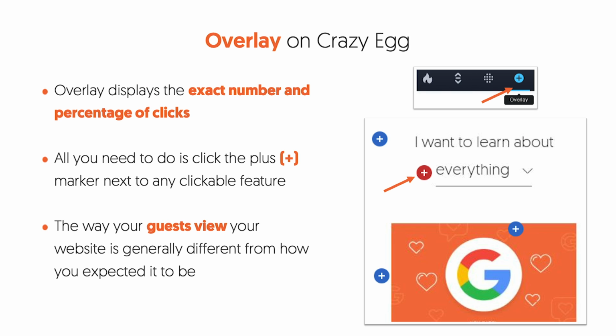The overlay on Crazy Egg, the cool part about that, and you just click on the little overlay button in the navigation, it shows you the exact number and the percentage of clicks to each and every single element. All you need to do is click the plus marker next to any clickable feature, and the way your guests view your website is generally different from how you expected it to be. So I recommend that you run an overlay report on Crazy Egg.